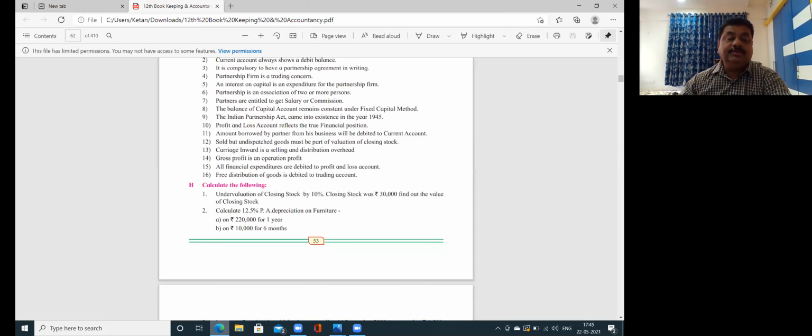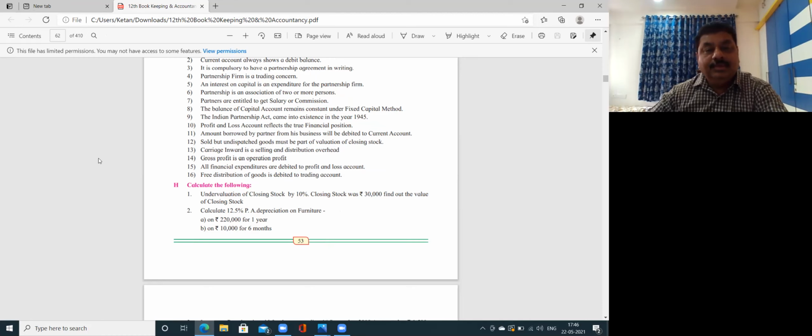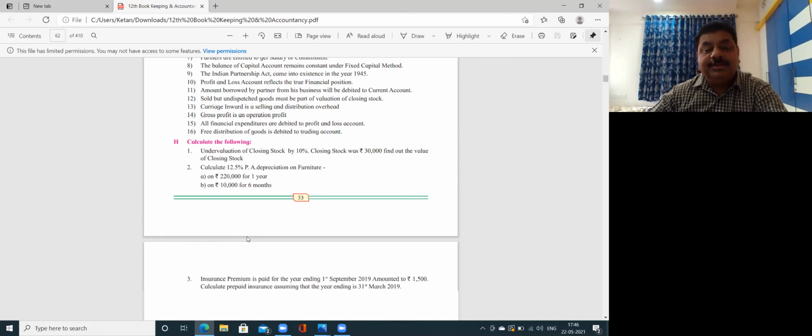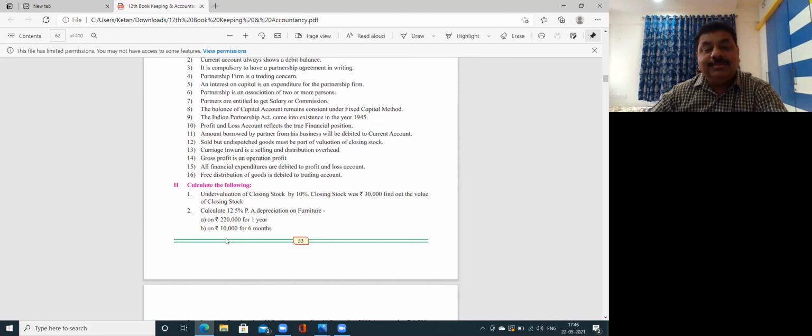Now next question, number 2. Calculate 12.5% per annum depreciation on furniture. You have to calculate this much depreciation on the furniture. So how to calculate the same? It is given 2,20,000 for 1 year and additional 10,000 for 6 months. This is very simple actually.